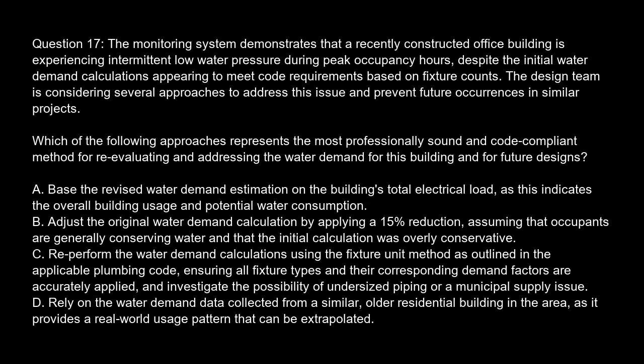Option C. Reperform the water demand calculations using the fixture unit method as outlined in the applicable plumbing code, ensuring all fixture types and their corresponding demand factors are accurately applied, and investigate the possibility of undersized piping or a municipal supply issue. Option D. Rely on the water demand data collected from a similar, older residential building in the area, as it provides a real-world usage pattern that can be extrapolated.